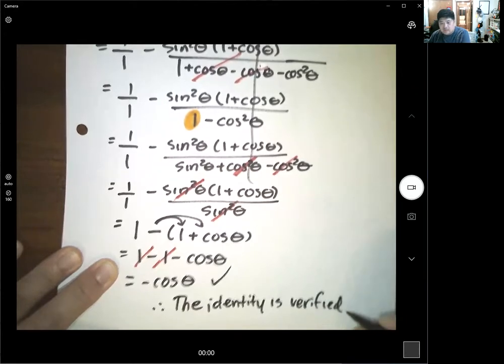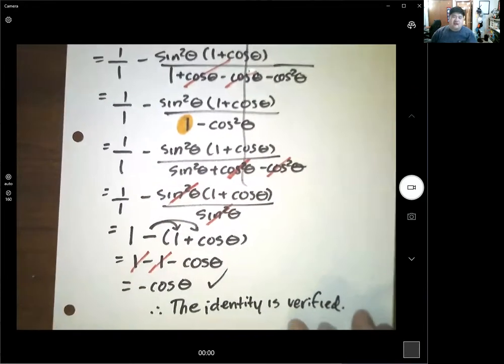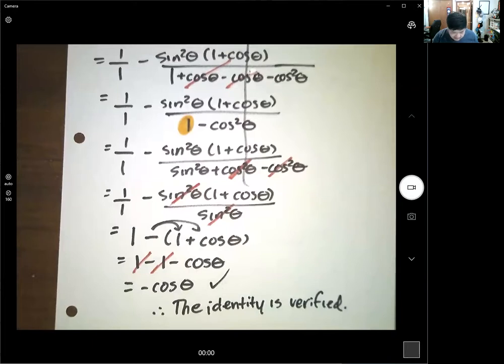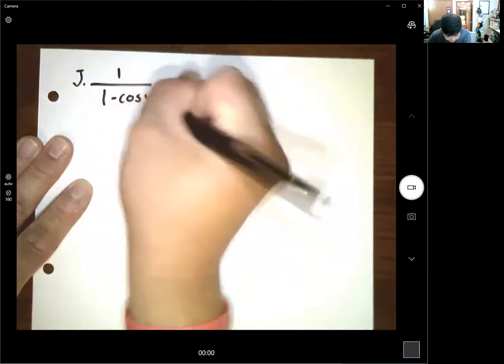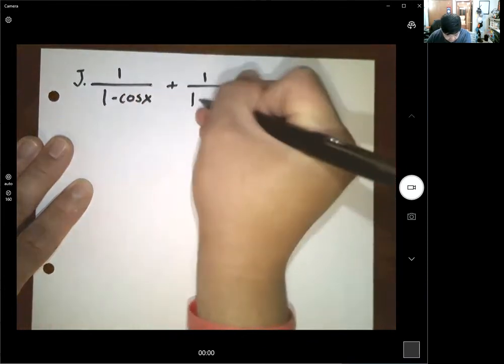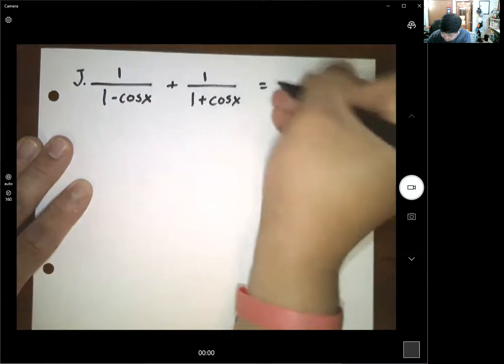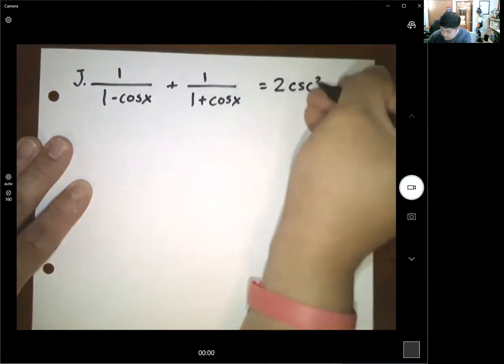So again, the strategies are all hopefully coming together for you in terms of how these are done. All right, let's look at J: 1 over 1 minus cosine of x plus 1 over 1 plus cosine of x equals 2 cosecant squared x.